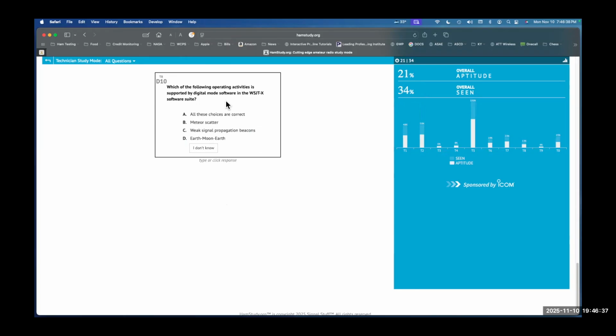We're up to 21%. Which of the following operating activities is supported by digital mode software in the WSJT-X software suite? Meteor scatter, weak signal propagation beacons, Earth-Moon-Earth, or all the choices are correct. Notice that in this one, instead of being D, it's up here.